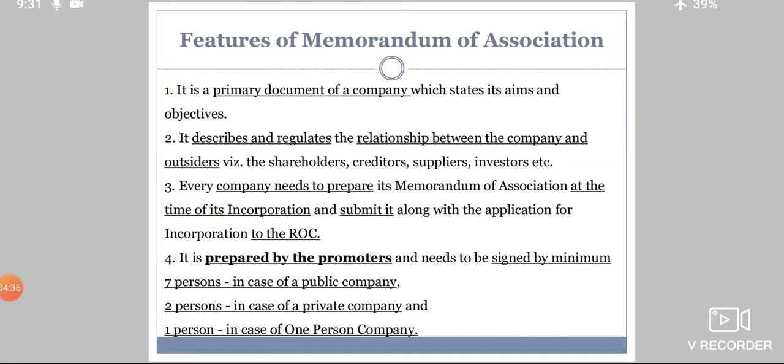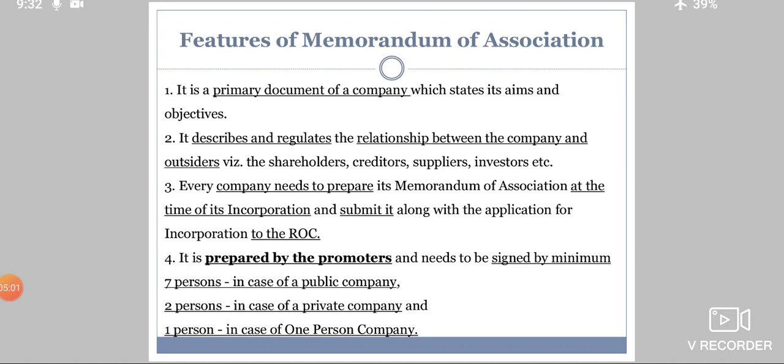Now, there are certain features given for the same, that is Memorandum of Association. See, it's repeated again, the most important. It's a primary document of a company, most important primary document of a company, which gives its aims and objectives. What are the aims and objectives of a company are written in the Memorandum of Association.